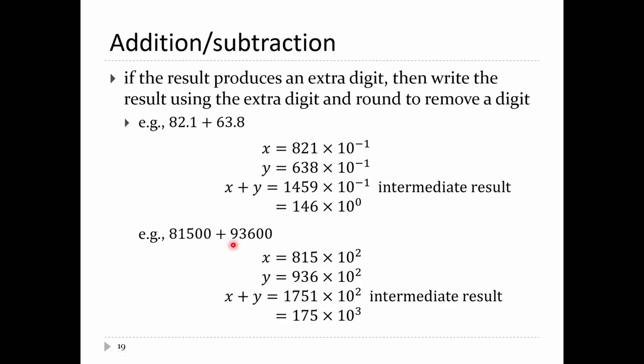Another example here. Write both numbers out in our floating point format. Compute the sum, too many digits. Round to the nearest second digit here. So this becomes 175 times 10 to the 3. Exponent goes up by 1 in this case. So if you ever compute a value and there's too many digits in it, we're going to end up rounding that intermediate value and only keeping the 3 digits.